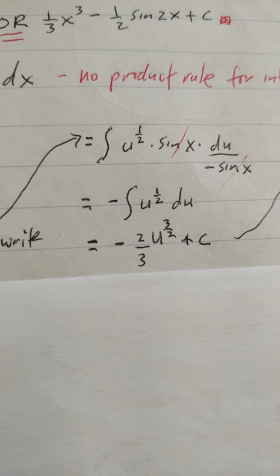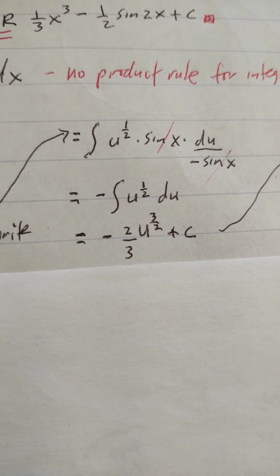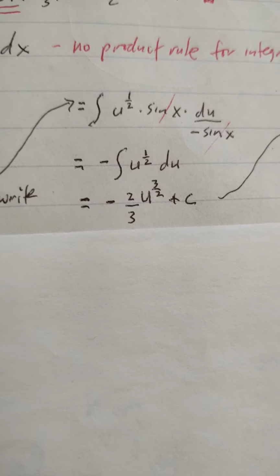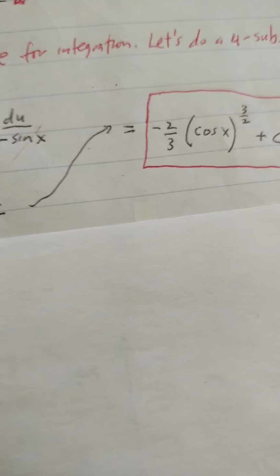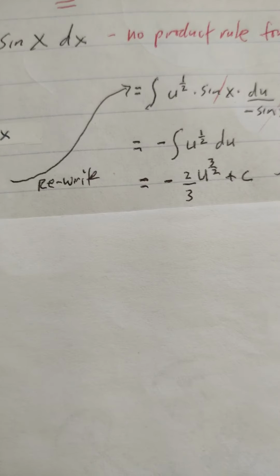And there's the rewriting, and then the sine x's cancel. We brought out the negative sign, and then we did the power rule, and we switched back to x's. So there we go, we got 2 problems done. Let's go to the third problem now.